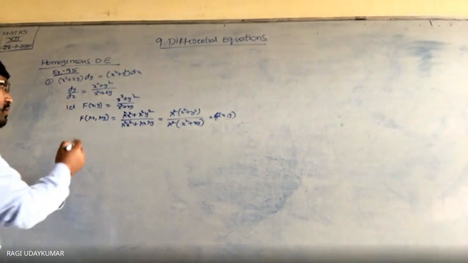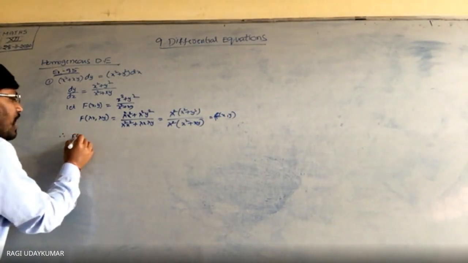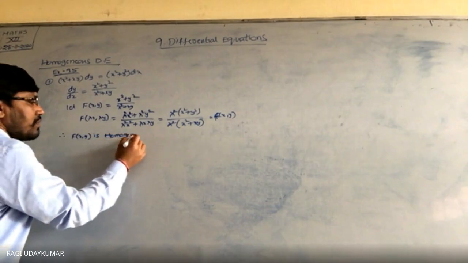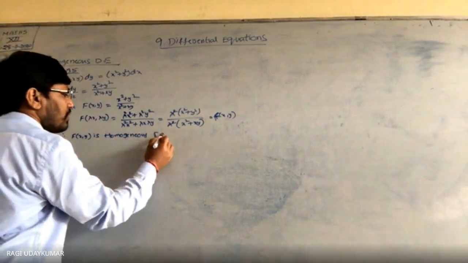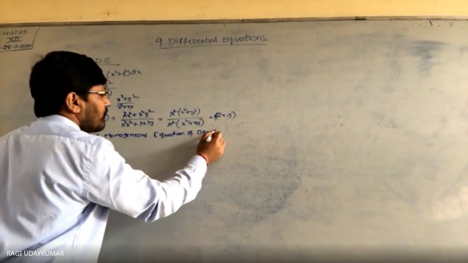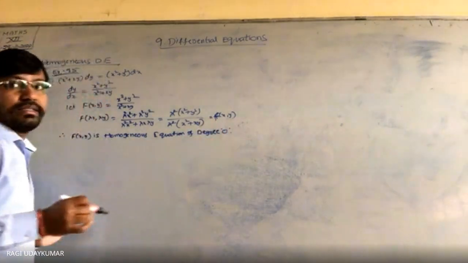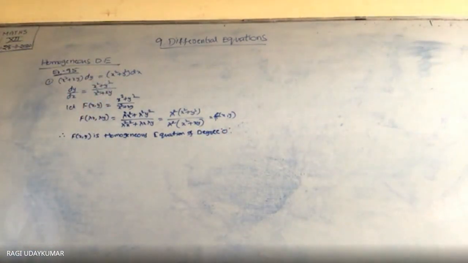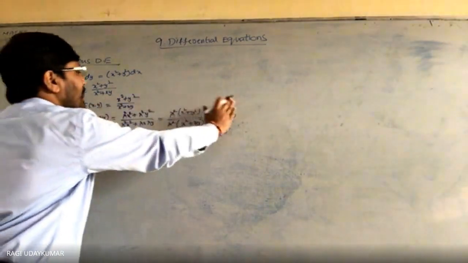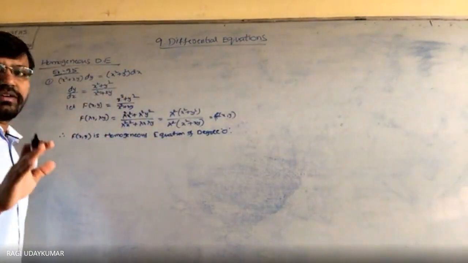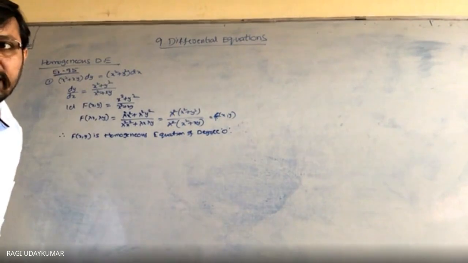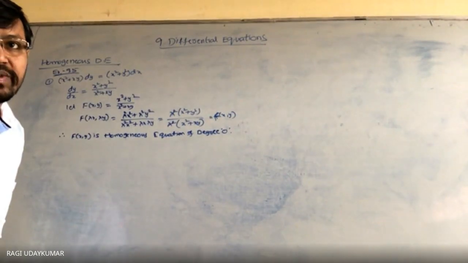Therefore f of x comma y is a homogeneous equation of degree 0. To solve this, in this case we have to substitute. It is not necessary to do this completely; mostly, if you observe that it is a homogeneous differential equation, you just have to replace y is equal to Vx.